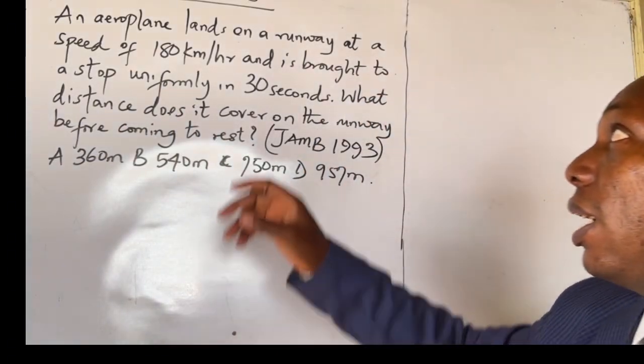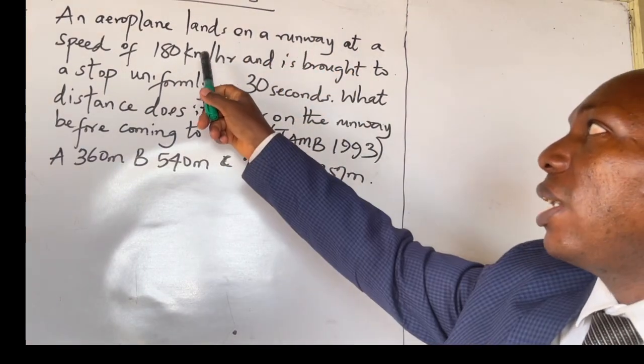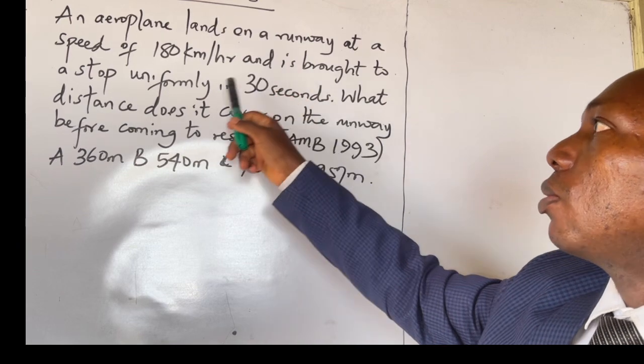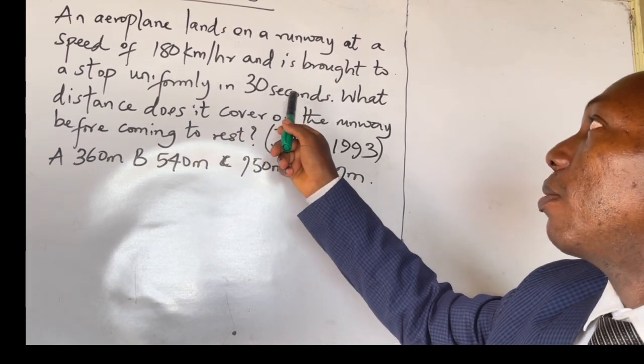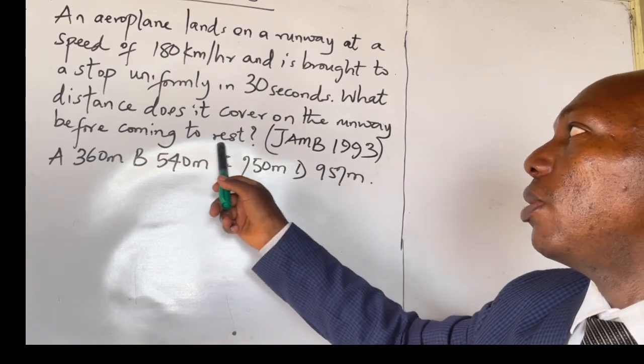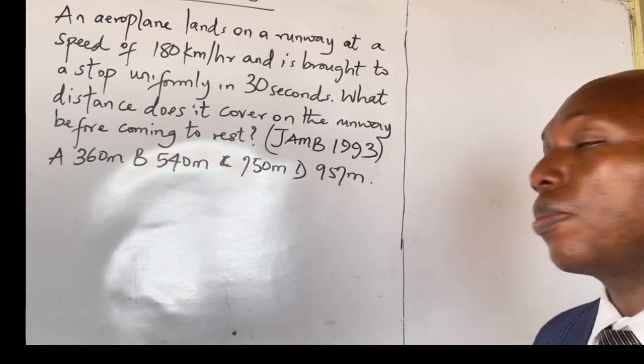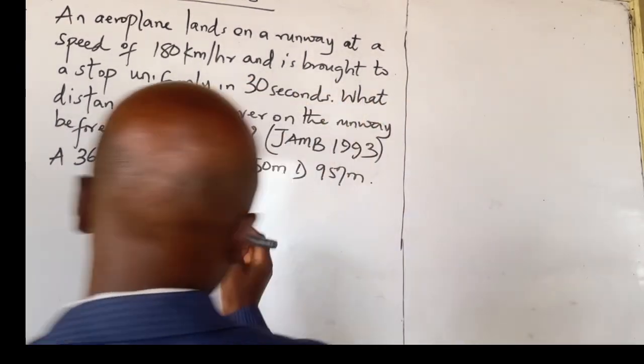We'll be solving this JAMB question on the board. An aeroplane lands on a runway at a speed of 180 km per hour and is brought to a stop uniformly in 30 seconds. What distance does it cover on the runway before coming to rest? So we have the options on the board. It's a JAMB question, so we have the solution.